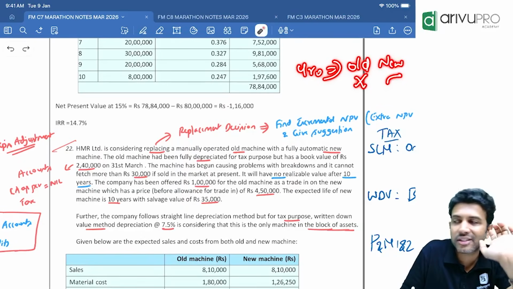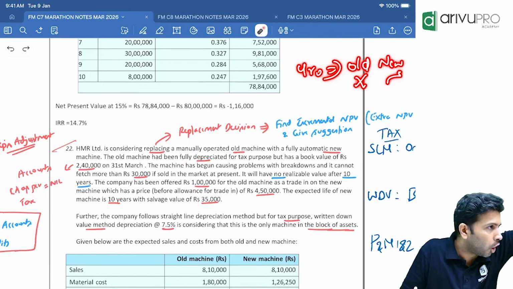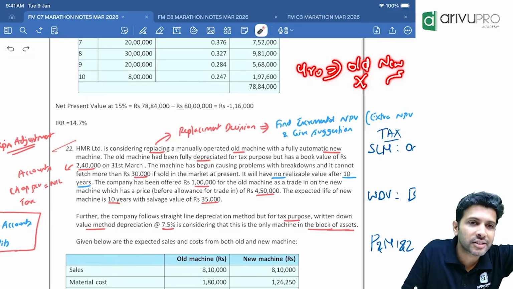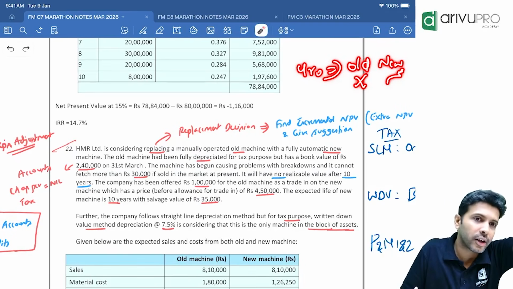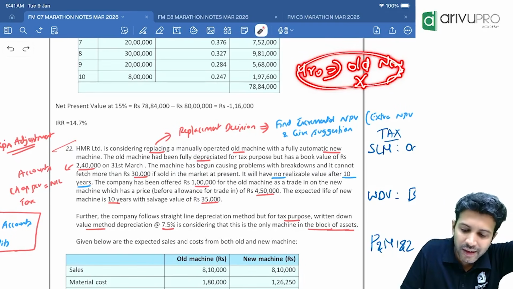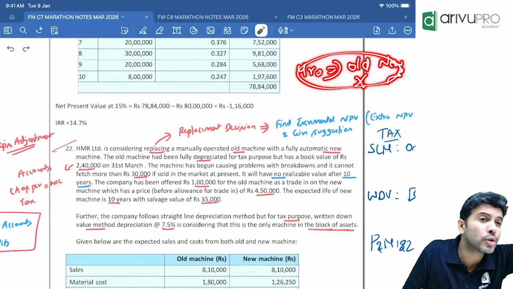That means how many assets are there in the block now? Old one gone, new one came. So how many assets are there? One. If at least one asset is there in the block, has the block come to an end or is it continuing? Block is continuing. So at year 0, the block is continuing. There's no problem there, because the old got substituted with the new.